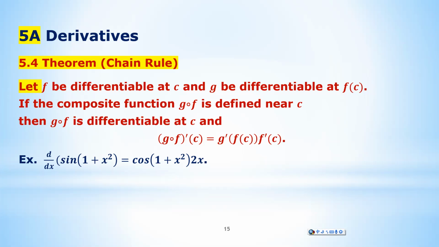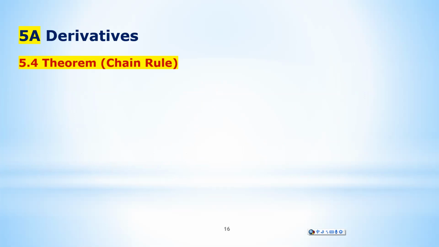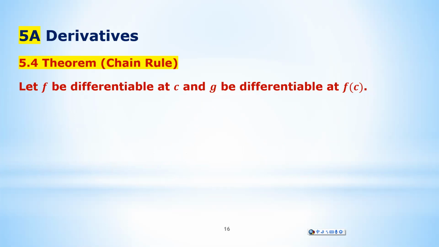Now there's an example. Suppose you want to compute the derivative of sine of 1 plus x squared. For a simple function like that, you have to use the chain rule. It becomes cosine of 1 plus x squared times 2x, where 2x is the derivative of 1 plus x squared. So the chain rule is so important. Combining the chain rule and the previous four rules, you are able to compute the derivative for many different kinds of functions. So we're now in a position to prove the chain rule.